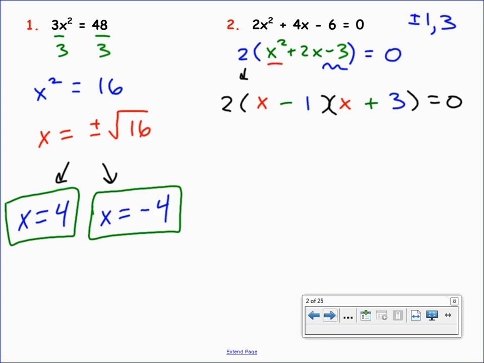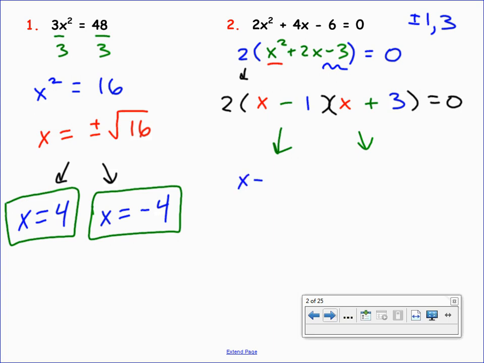I can now utilize the zero product property and set each individual factor equal to 0 and solve. Notice how this 2 is a factor, but it doesn't include a variable component. This 2 will never equal 0. So I don't have to set 2 equal to 0 and try and solve because there's no variable here. That doesn't equal 0, it equals 2. These are the only factors that will contribute to solution.